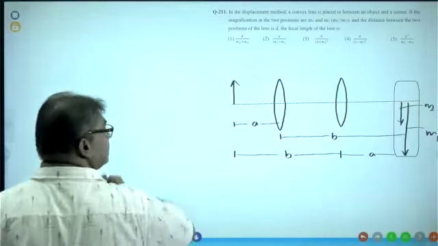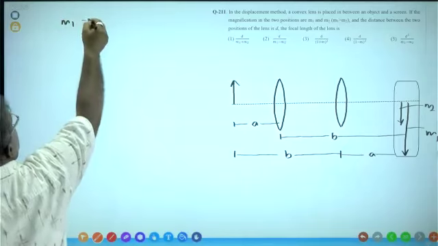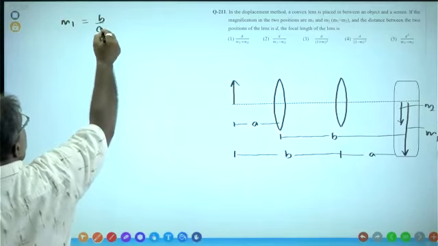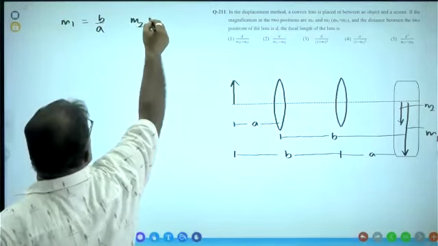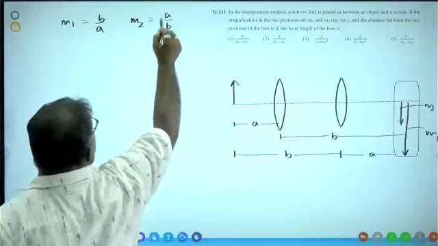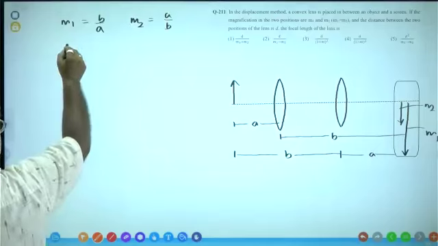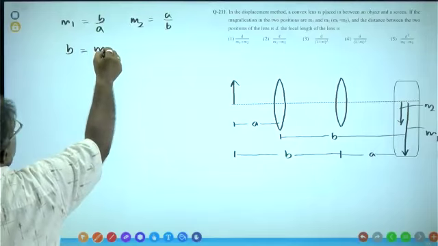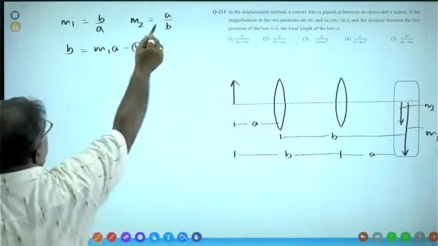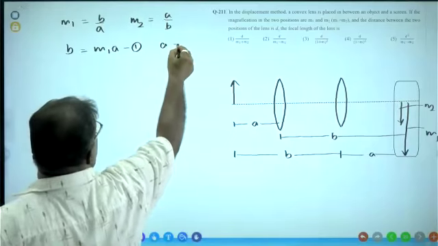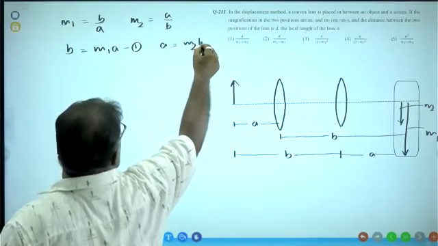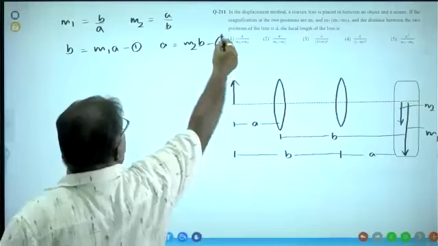First thing, M1 is B over A and M2 is A over B, right? Then you can say B is M1 A, the first one, and from this one, A is M2 B. This is the second one.